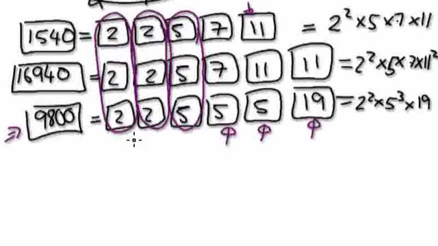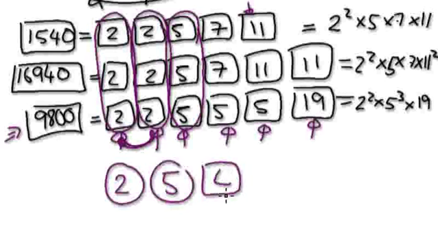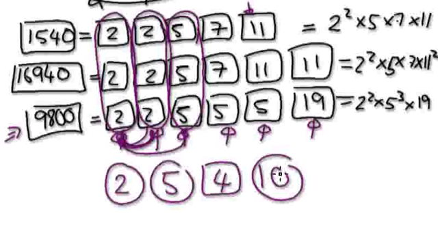So the common factors, if you really want to know all the common factors of these 3 numbers, 2 is a factor because it's here. We could say 2 again, but we've already said it. 5 is a common factor of all 3. And then you could maybe merge these two together, so 4 would be another common factor. You could also merge a 2 and a 5, so 10 would be another factor.